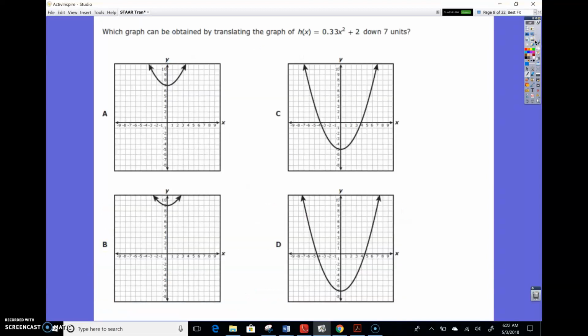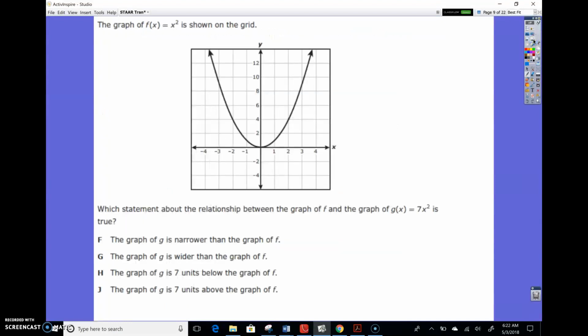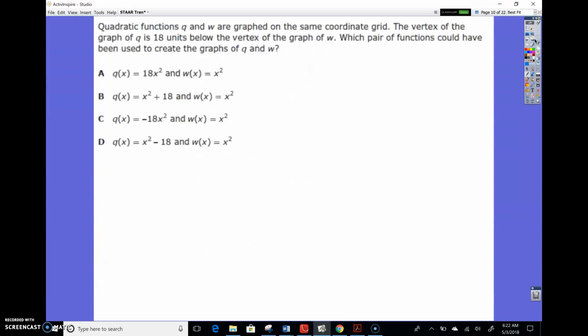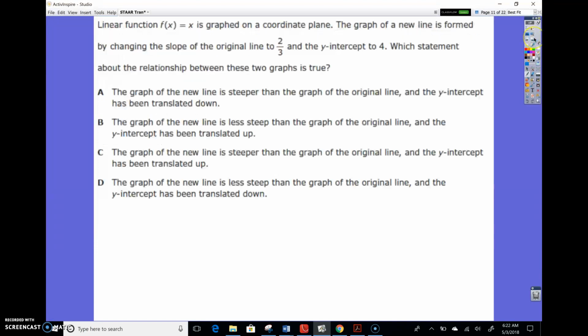Try this one on your own. One more. And last one. Let's see if you can do this one.